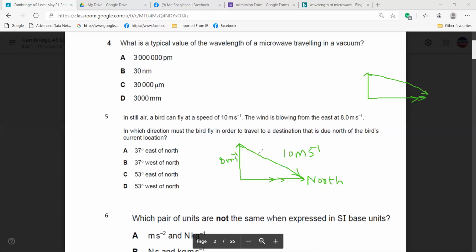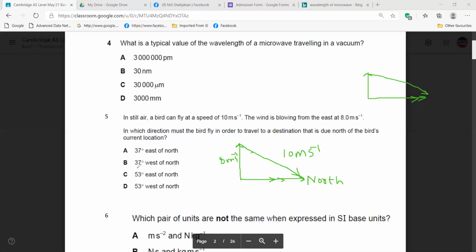So we have to find the angle. What is the angle here? This angle is made with due west, and here it is north. So it's coming east of north, right? So you understand, right? 10 meter per second is coming east of north.